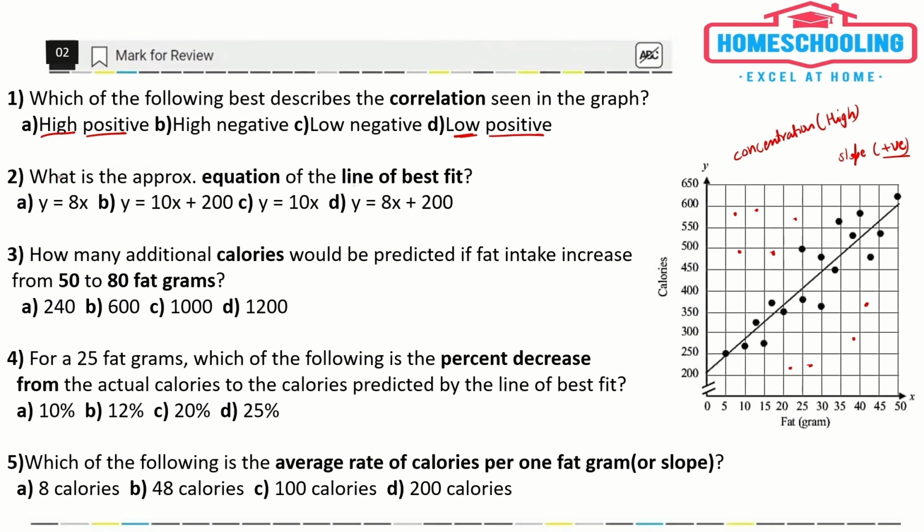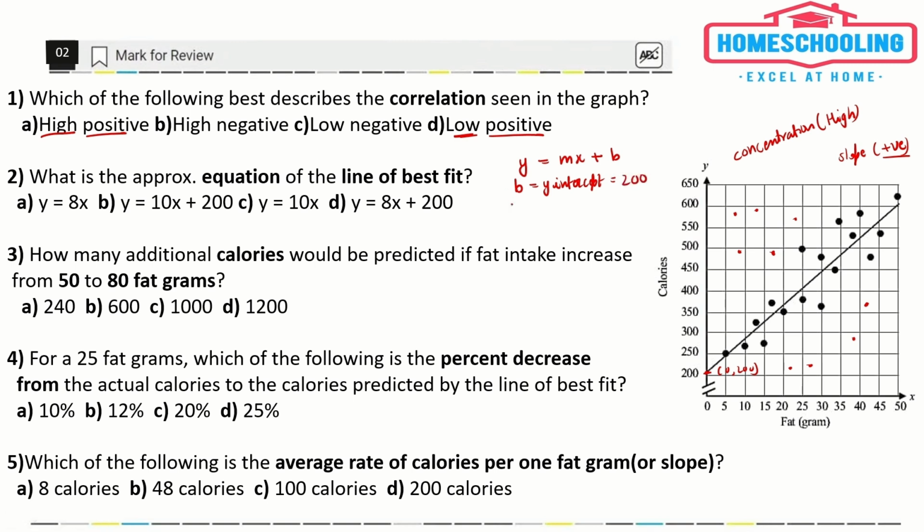Now, in the second part of this question, what is the approximate equation of the line of best fit? So as we know, y is equal to mx plus b or c, whatever you call it. b is our y-intercept. The y-intercept is the value of y at x equal to 0. As we can see, the y-intercept is here, that is 0, 200. So at x equal to 0, y is 200. So our y-intercept is 200.